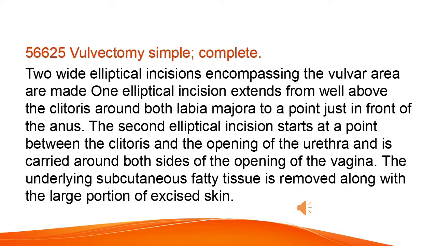Vulvectomy simple, complete. Two wide elliptical incisions encompassing the vulvar area are made. One elliptical incision extends from well above the clitoris around both labia majora to a point just in front of the anus. The second elliptical incision starts at a point between the clitoris and the opening of the urethra and is carried around both sides of the opening of the vagina. The underlying subcutaneous fatty tissue is removed along with the large portion of excised skin.